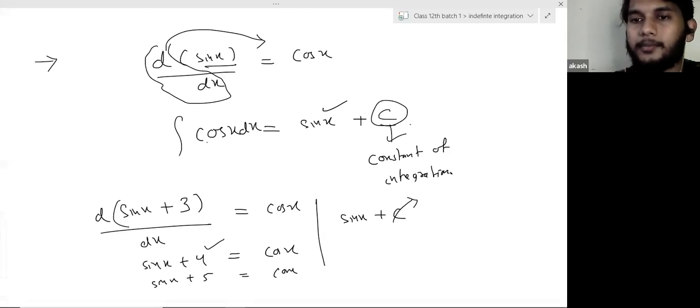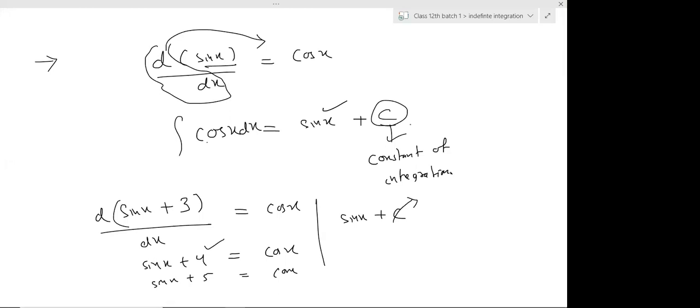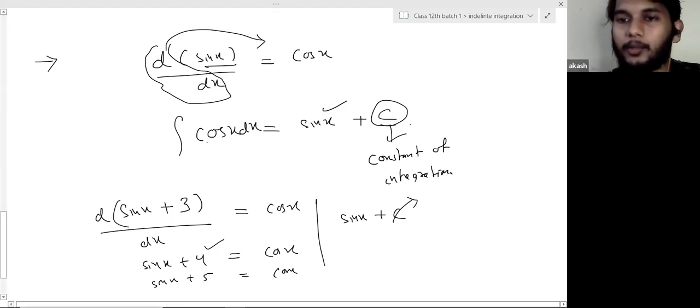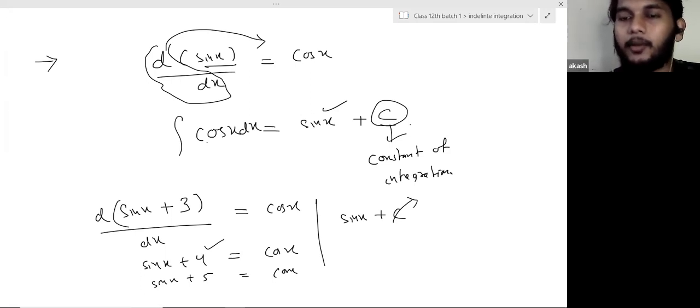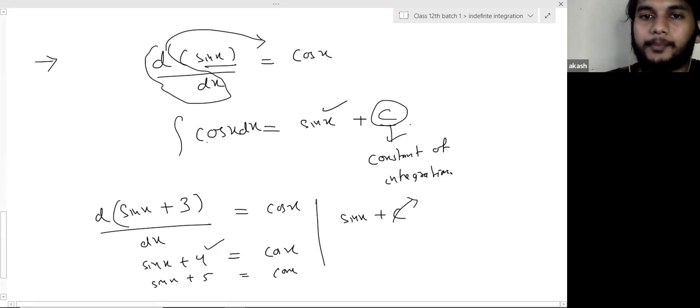This thing is clear? Yes, sir. Everyone, do not forget the c sign. They will cut your half marks if you forget the c sign. So make a habit of always writing the c sign. All right, everyone, please note it down. This c is called the constant of integration.